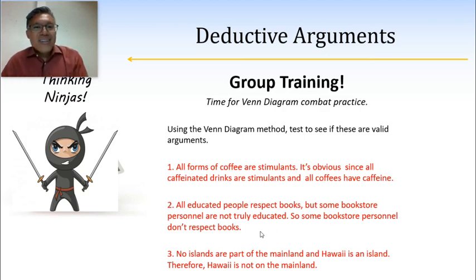Okay? So good luck as you try to practice this Venn diagram method of deductive argument analysis. And you know, just with regular ninja training, there might be some bruises and some scars along the way, but persevere, stick through it, and you'll be better off at the other end.